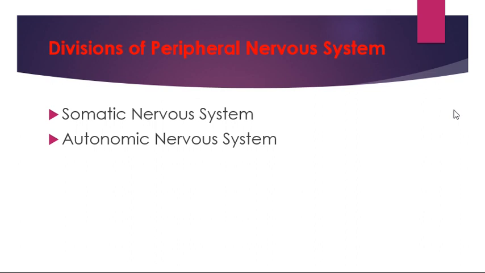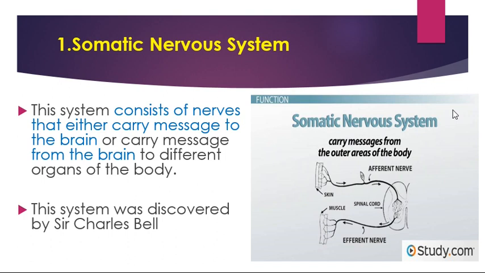Divisions of the peripheral nervous system. There are two major divisions of the peripheral nervous system: the somatic nervous system and the autonomic nervous system. What is the somatic nervous system? This system consists of nerves that either carry messages to the brain or carry messages from the brain to the different organs of the body.